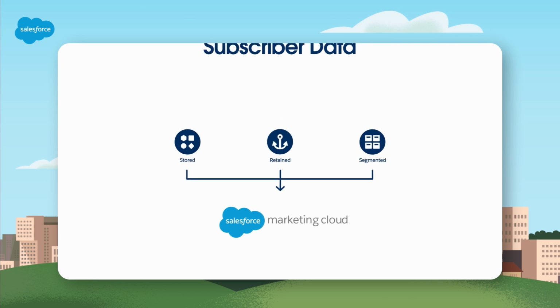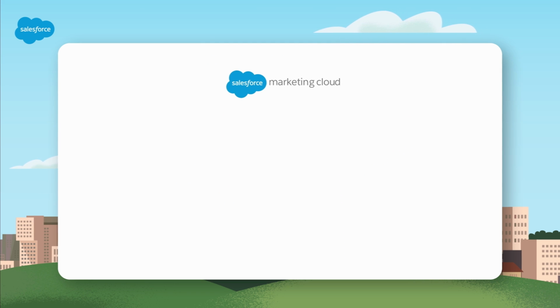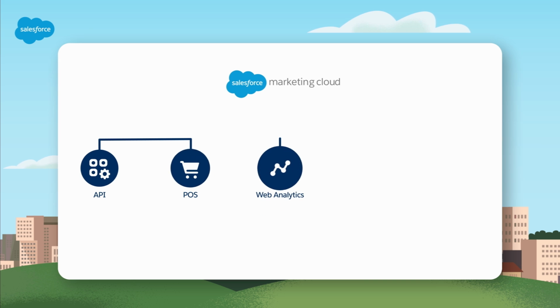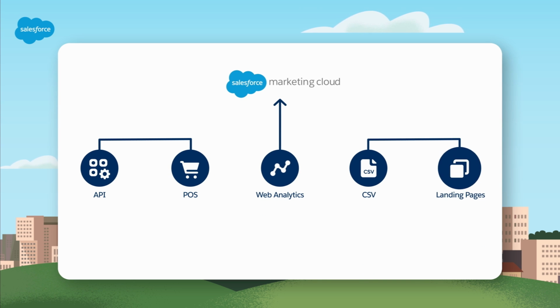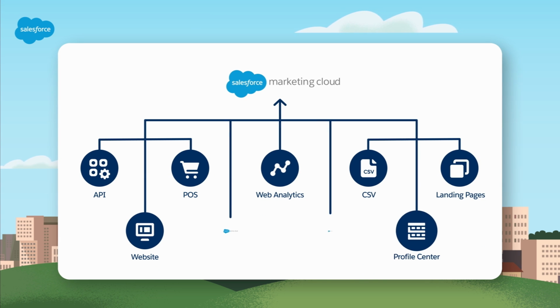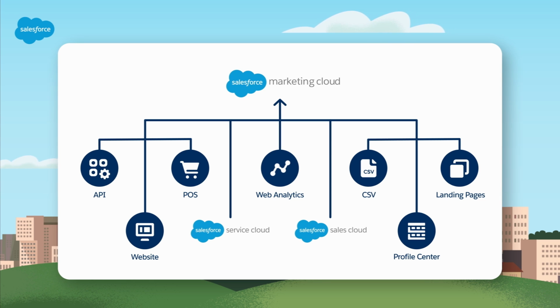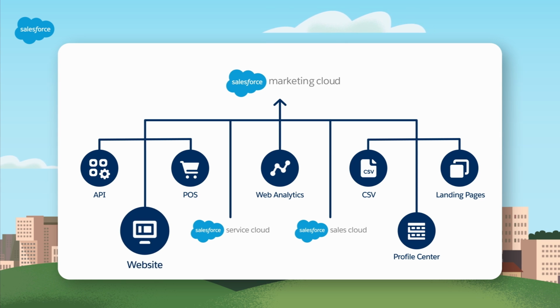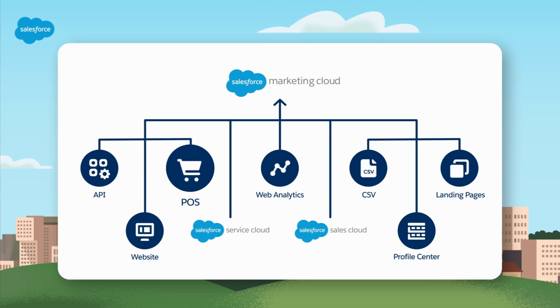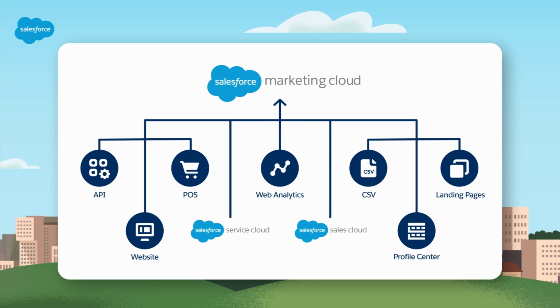Let's start with how subscriber data is stored and retained in Marketing Cloud. Imagine a portion of Marketing Cloud as a vast digital warehouse where we keep all our customer information. This data includes email addresses, names, preferences, and more. It might come from a lot of different places, like a form on your website, point of sale systems, or social media, but you can have it all right at your fingertips in Marketing Cloud.